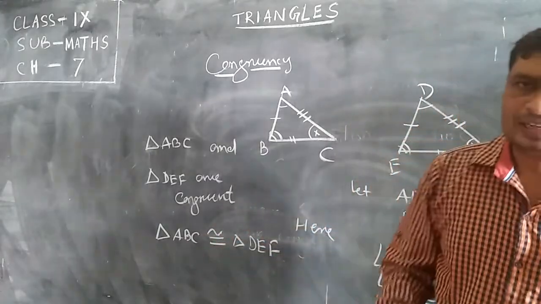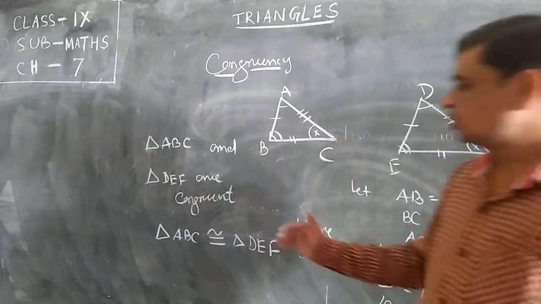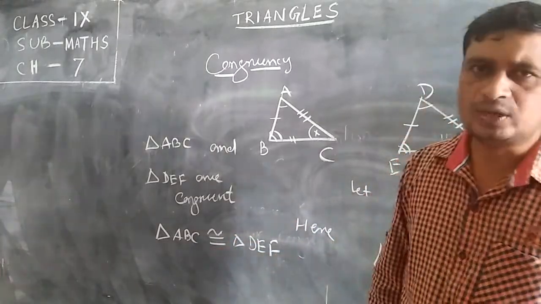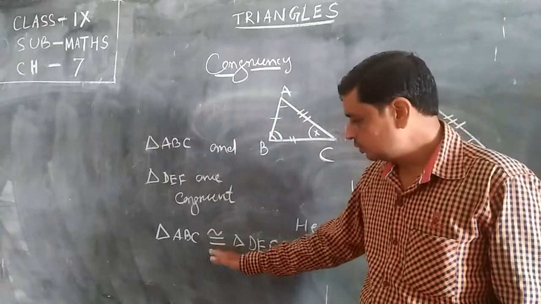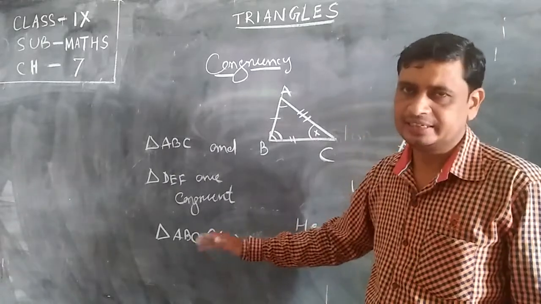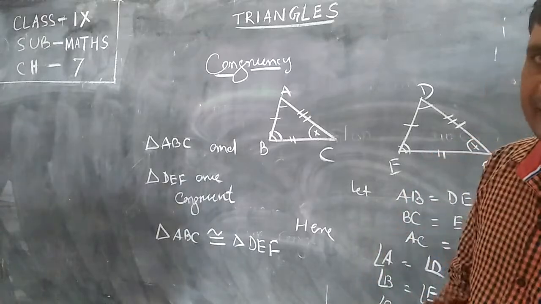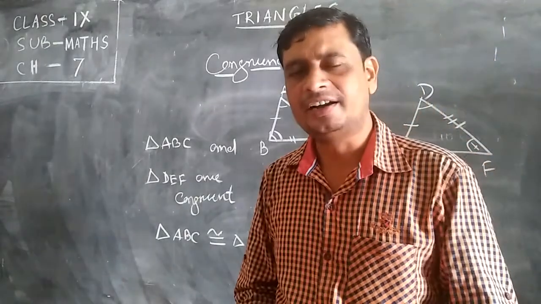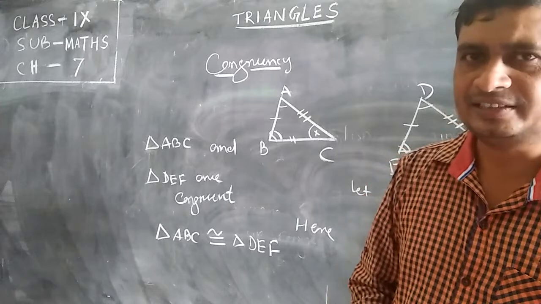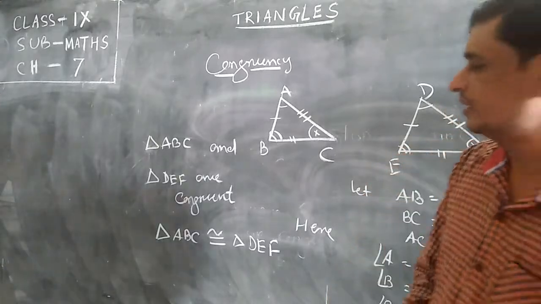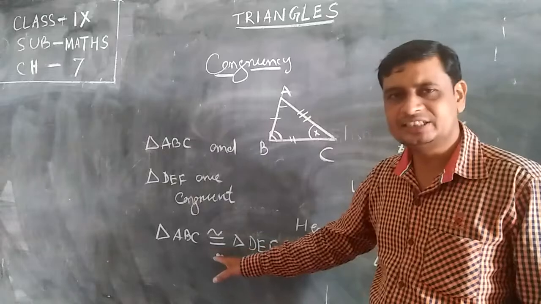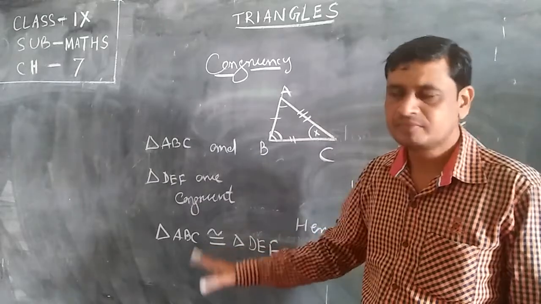Here the figures look similar and their dimensions are equal, so the figures are said to be congruent. If two figures are equal in dimensions and appear the same, then we say both figures are congruent, and we represent the congruency in this way.